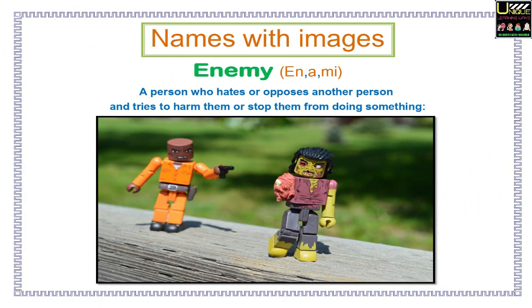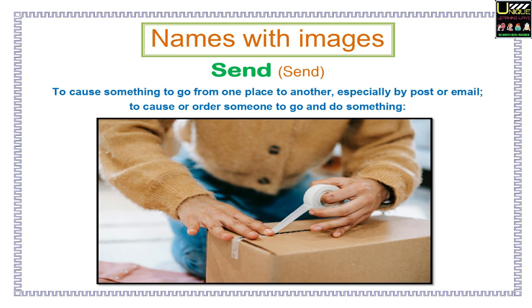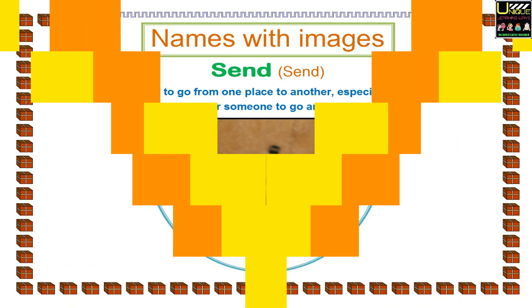Names with images. Here you will see the word, its explanation with an image. Enemy. A person who hates or opposes another person and tries to harm them or stop them from doing something. Send. To cause something to go from one place to another, especially by post or email. To cause or order someone to go and do something.